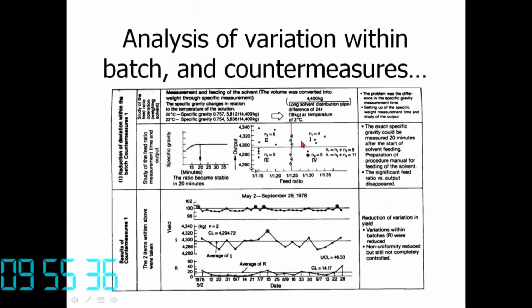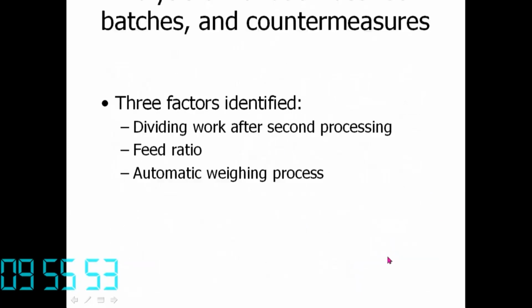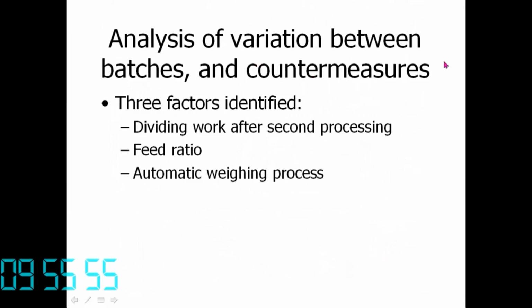Again, verification using scatter diagram, and then the control chart. Now points are more or less in control. The variation is much less. Reduction of variation in yield. Variations within batches were reduced. Non-uniformity reduced, but still not completely controlled. So, analysis of variation between batches and countermeasures.